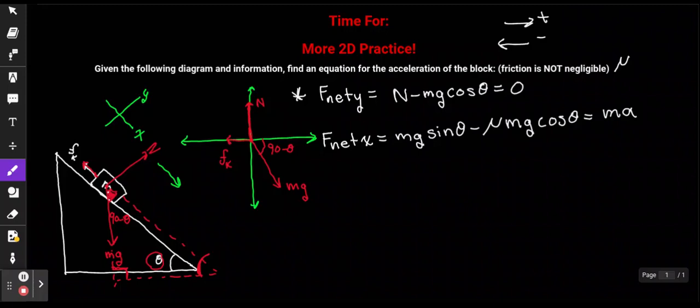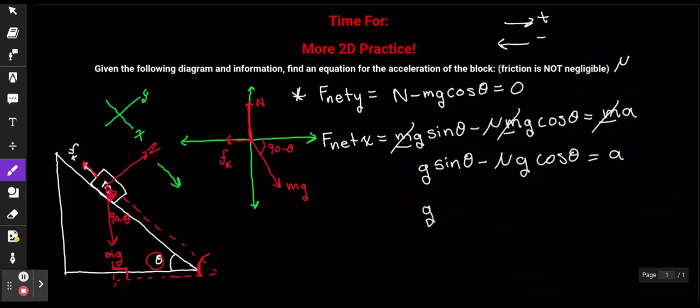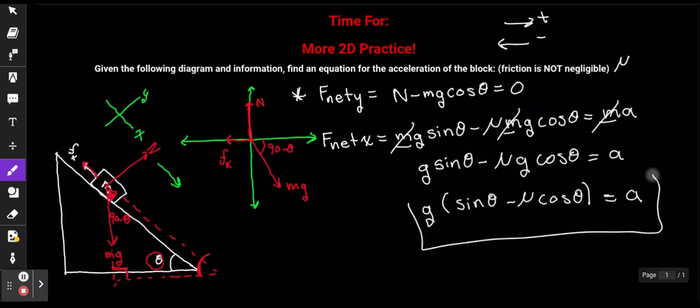Since we can factor out a mass from each section of the equation, we can cancel it out from both sides. This leaves us with g sine theta minus mu g cosine theta equals a. And in order to make this look nicer, we can factor out the g as g times sine theta minus mu cosine theta. And this is equal to the acceleration of our block on the incline.